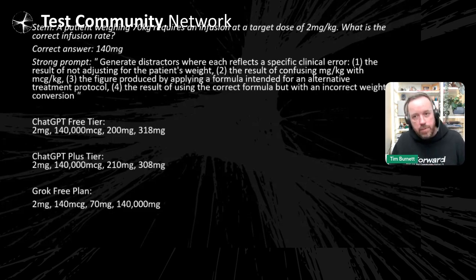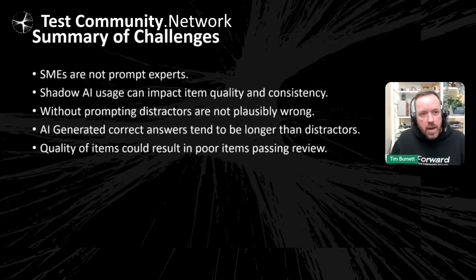If you put a stronger prompt in there, you get some better examples. So in this one here, the free tier has done a better job, almost the equivalent of the plus tier, and the Grok one, the free plan as well. You get a better quality range of items out there. The reason given was wrong formula, and it wasn't just about a simple mistake that the student had made.